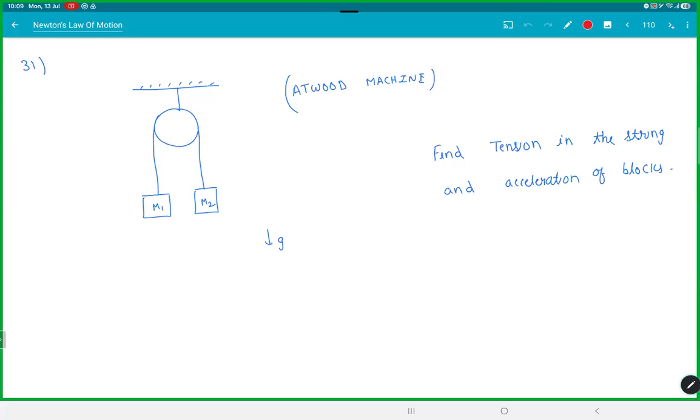Let's see. Yeah, this is a standard thing. Rohit, it does depend on the masses, right? How can you get it without masses? So let's see.